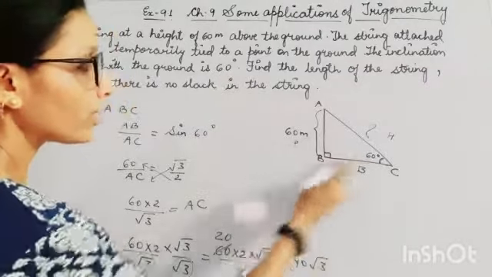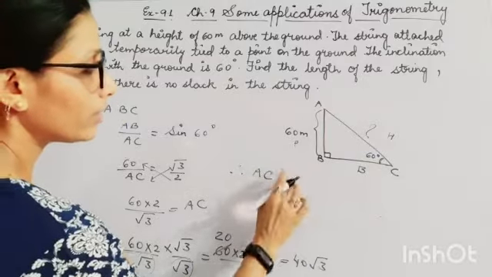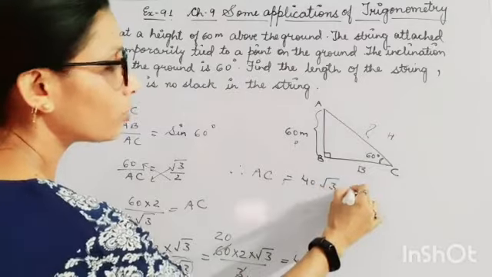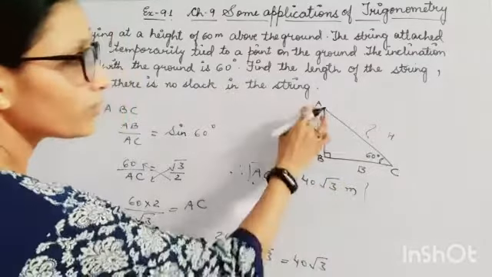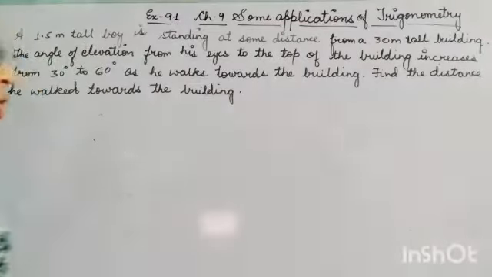So what is your length of AC? Therefore AC is equal to 40 root 3 meters, or you can say the length of the string is 40 root 3 meters. Let's see the next question, children.